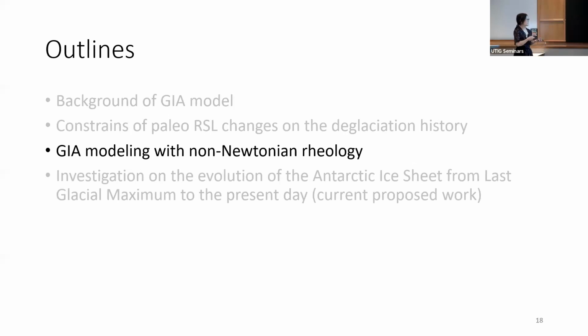Okay, so this is one of the uncertainties of the GIA model, the ice models. And another problem is the Earth rheology. Maybe there are also some uncertainties here. So for my next project, I explore the non-Newtonian rheology in the GIA modeling.